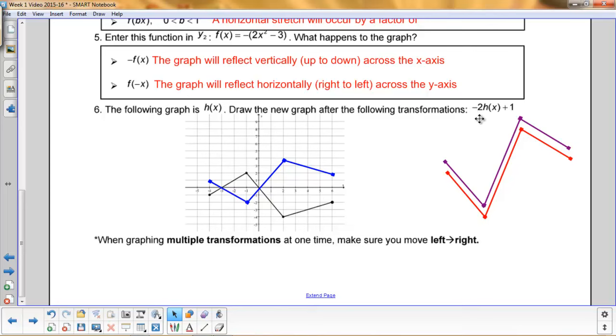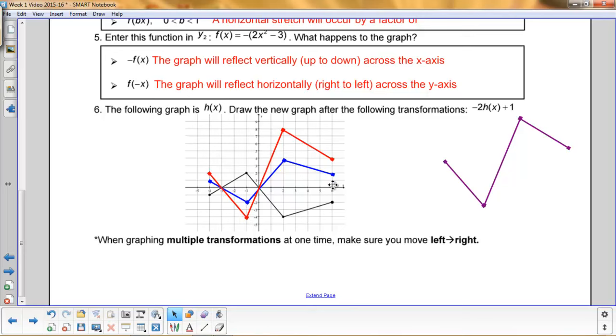The next thing I'm going to do is affect the change here with the 2. So I'm going to come over here and notice what happens. What was 1 is now 2. What was 2 is now 4. What was 4 is now 8. And what was 2 is now 4.